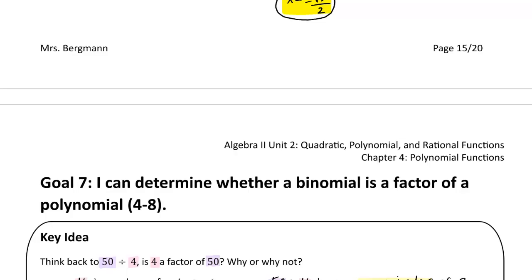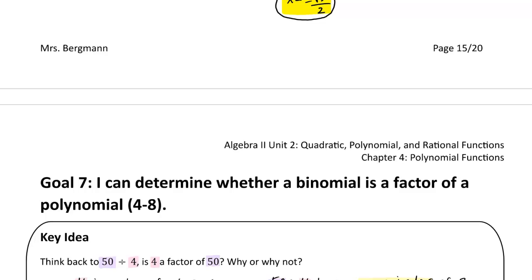However, we are going to learn the next part of chapter 4, which is still based on factoring, so it might kind of help you practice that a little bit more too. But today what we're working on is determining whether or not a binomial is a factor of a polynomial.